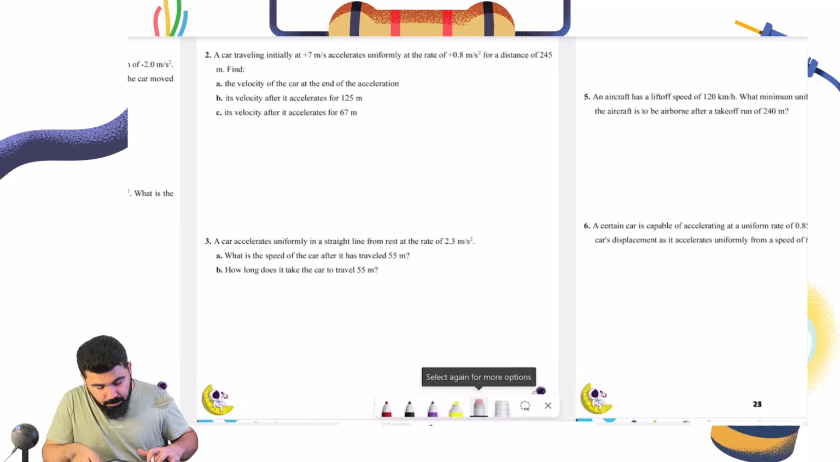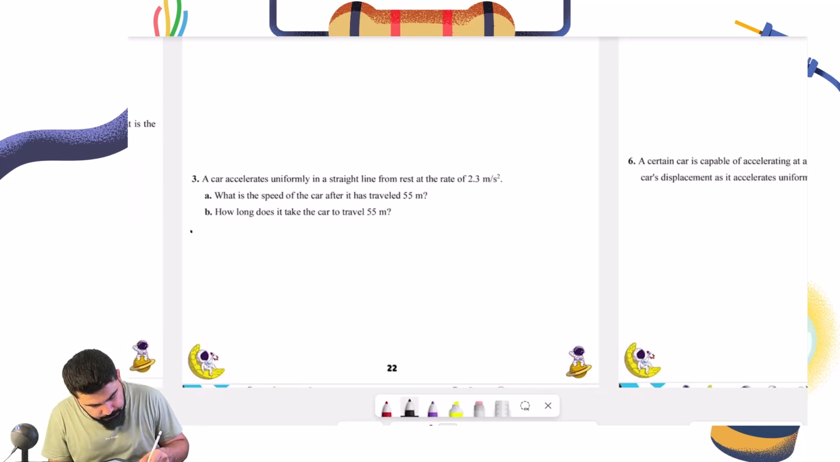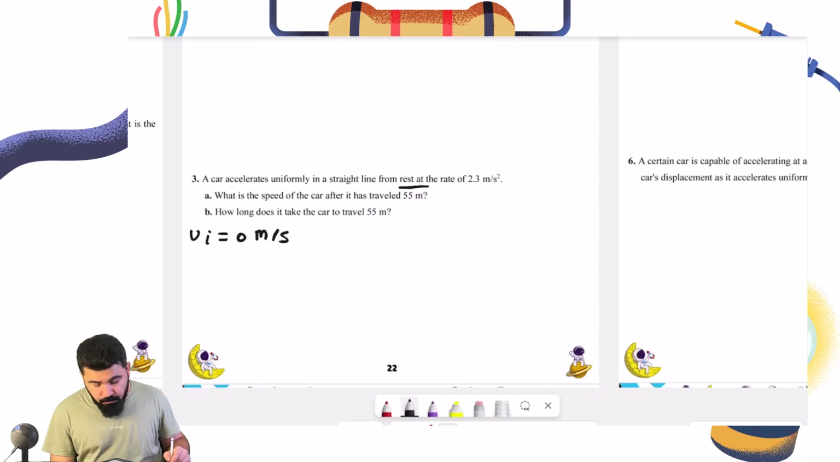Now we reach question 3. Okay. Question 3, it says, a car accelerates uniformly in a straight line from rest. Okay, so you know V initial is equal to 0 meters per second. How do you know? Because it says from rest. At the rate of 2.3 meters per second squared, so acceleration is equal to 2.3 meters per second squared, what is the speed of the car after it has traveled 55 meters?